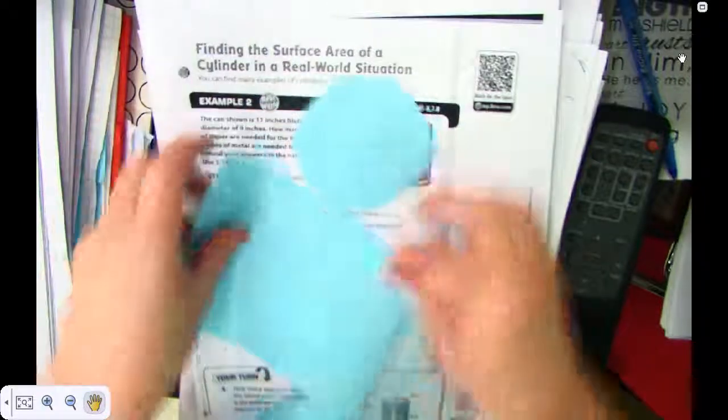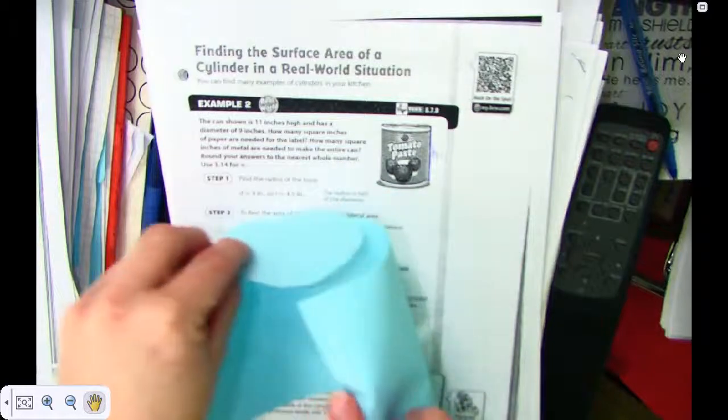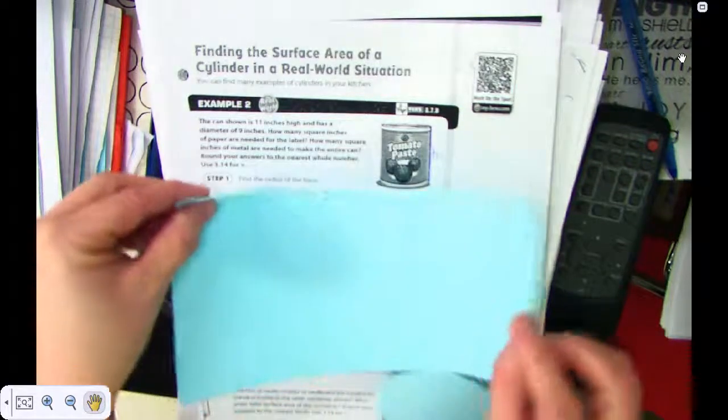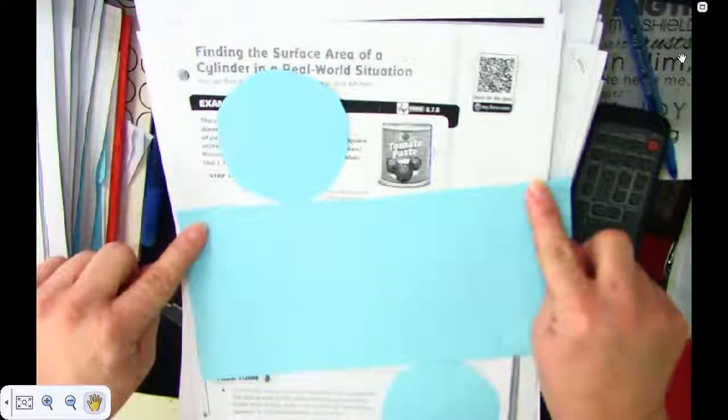Okay? Let me show the recording, people. So, as you unfold the cylinder, watch the circle. As you unfold the cylinder, the circumference of the circle is the same as the length or the base of that rectangle.